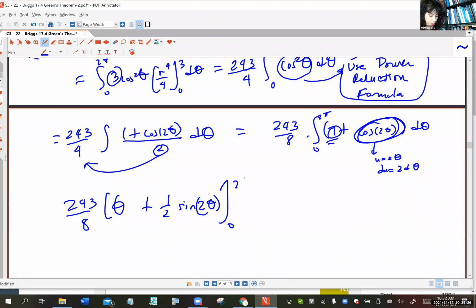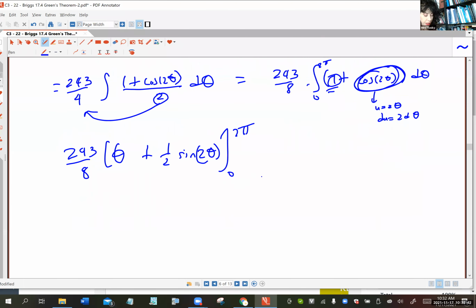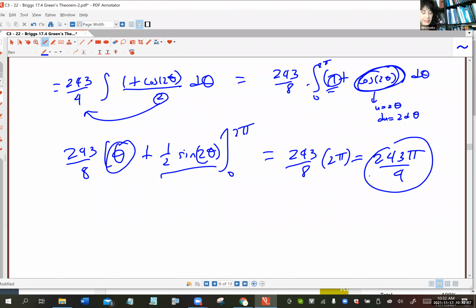And we're going to evaluate this between 0 and 2 pi. Now, sine of 4 pi and sine of 0 are both 0. So this sine term doesn't contribute anything to the final answer. Only the theta does. And sometimes it happens. So your final answer after reducing is 243 pi fourths. And that's the amount of work done on that particle as it moves around the vector field. And that concludes this example. Pretty good, huh?